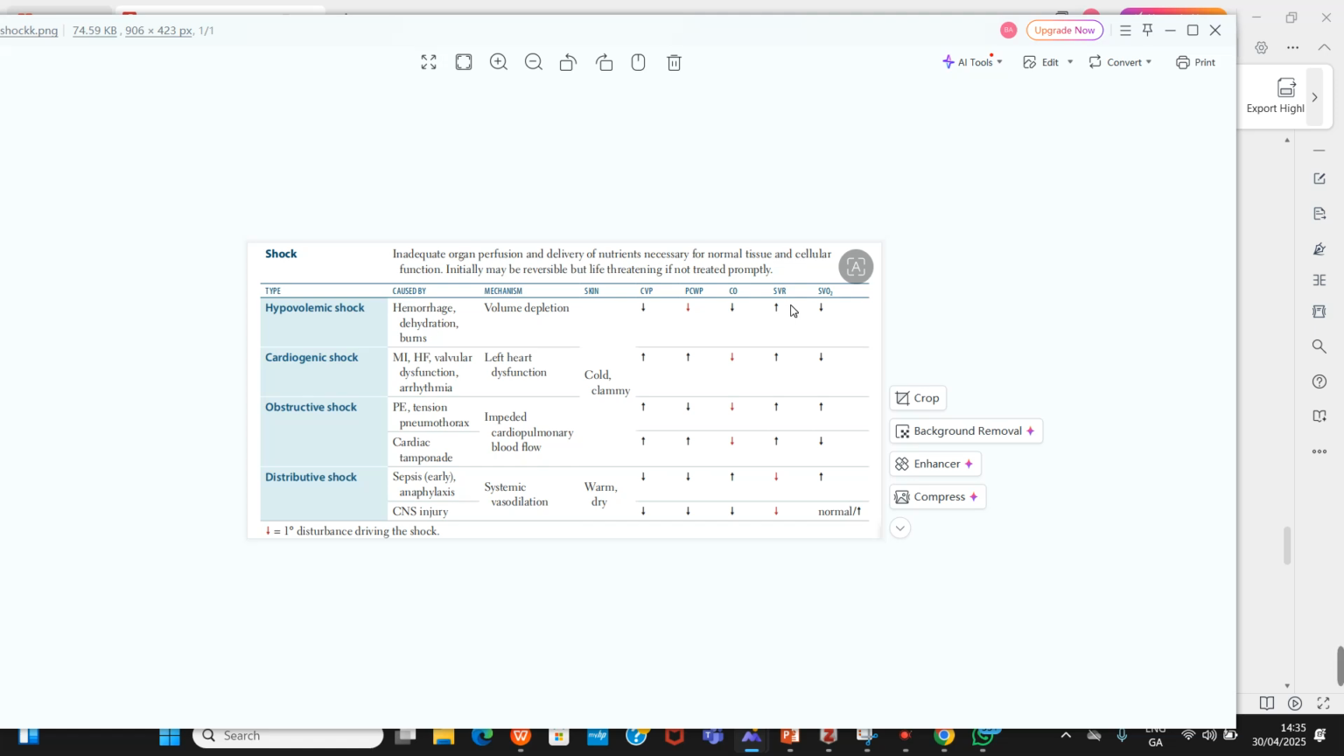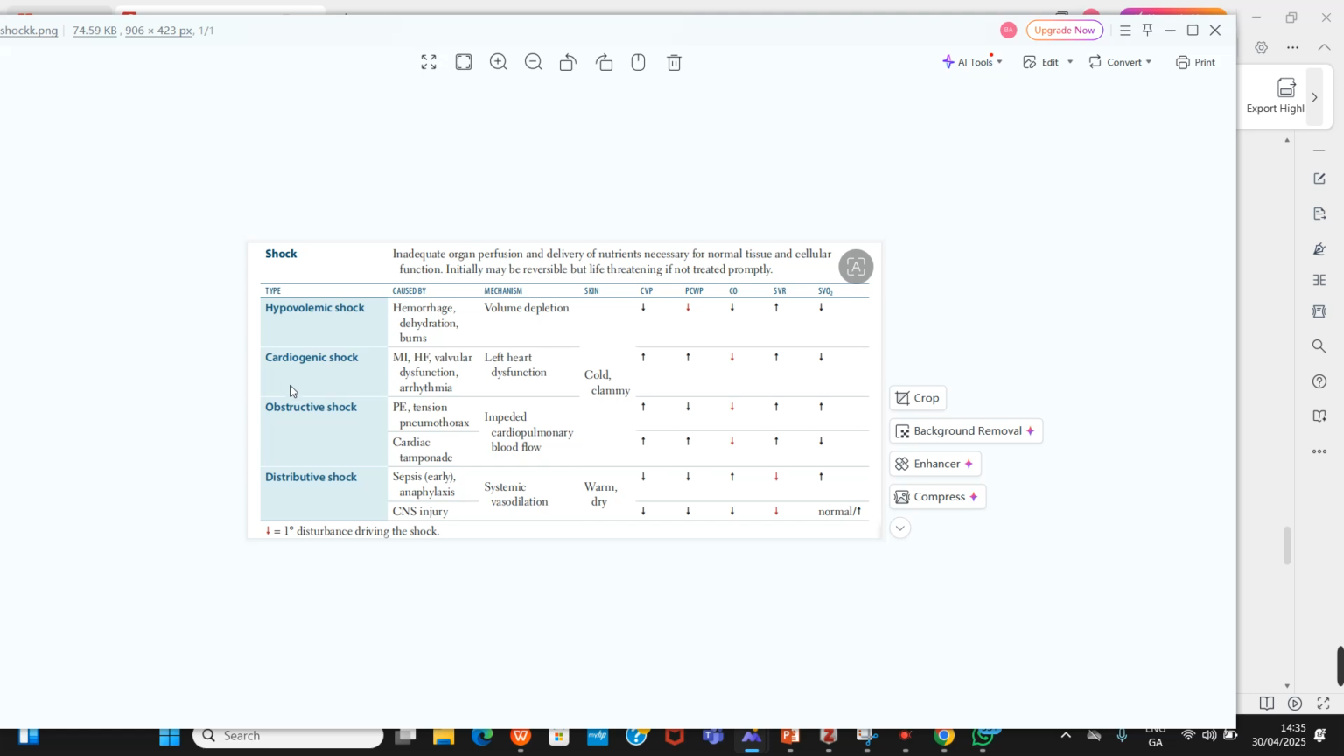And of course, the mixed venous oxygen content is going to be reduced because of the drop in the cardiac output. Anything that drops cardiac output, definitely SvO2 will reduce. So that's just a quick way to remember it.